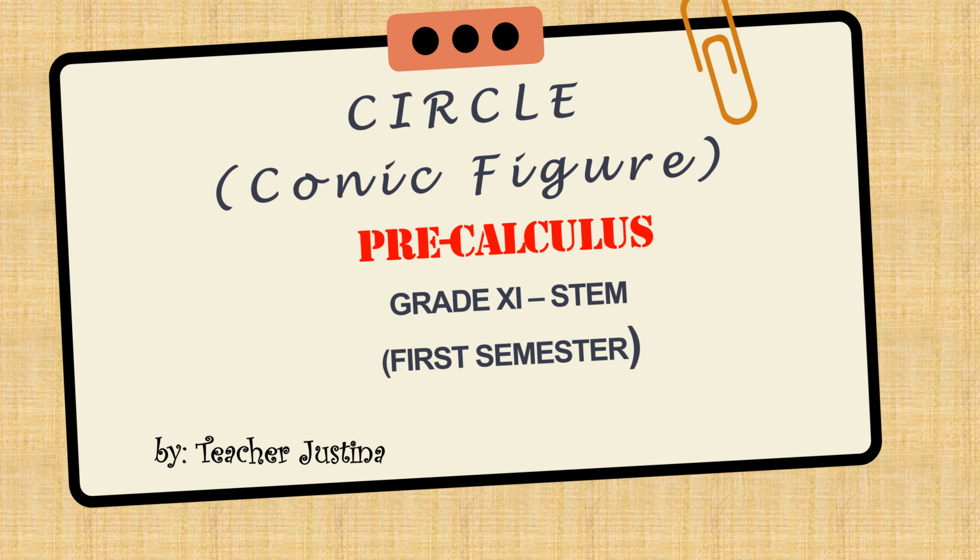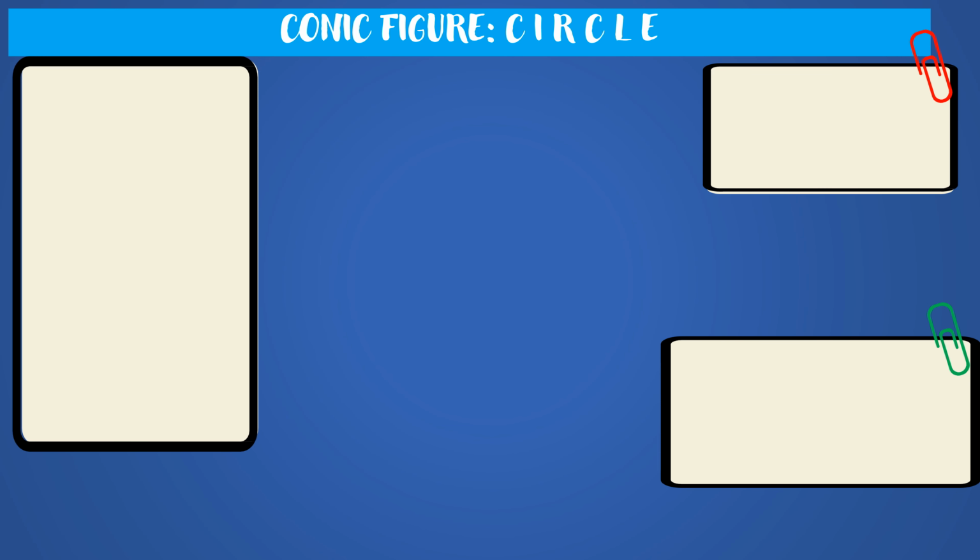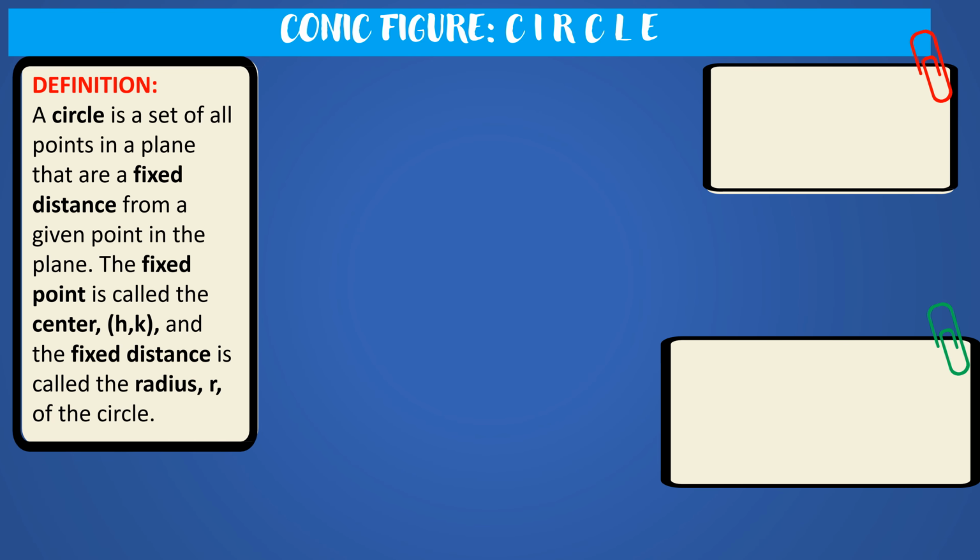And our video for today is all about a conic figure, which is a circle. Okay, so what is a circle? It is a set of all points in a plane that are a fixed distance from a given point in the plane, and the fixed point is called the center, (h, k), and the fixed distance is called the radius, which is r of the circle. So let us familiarize its graphs.